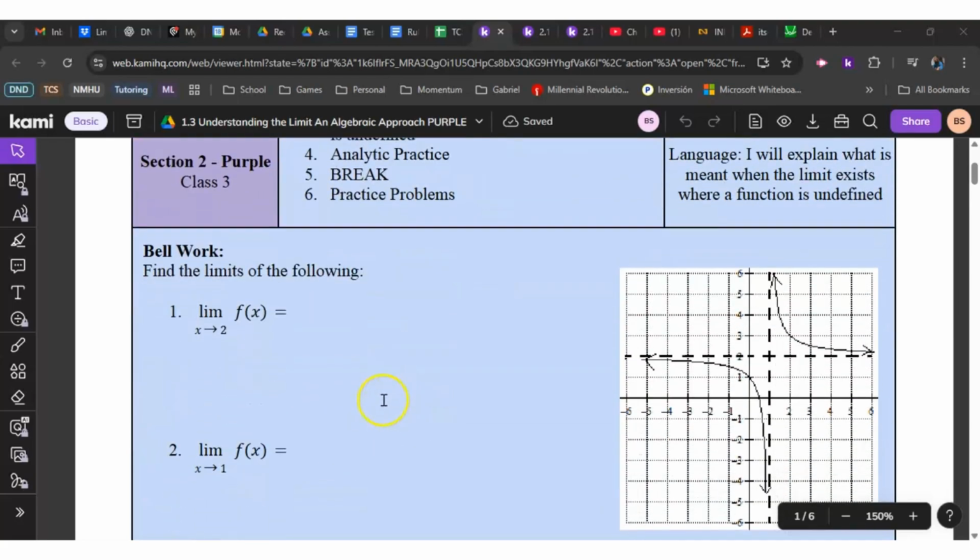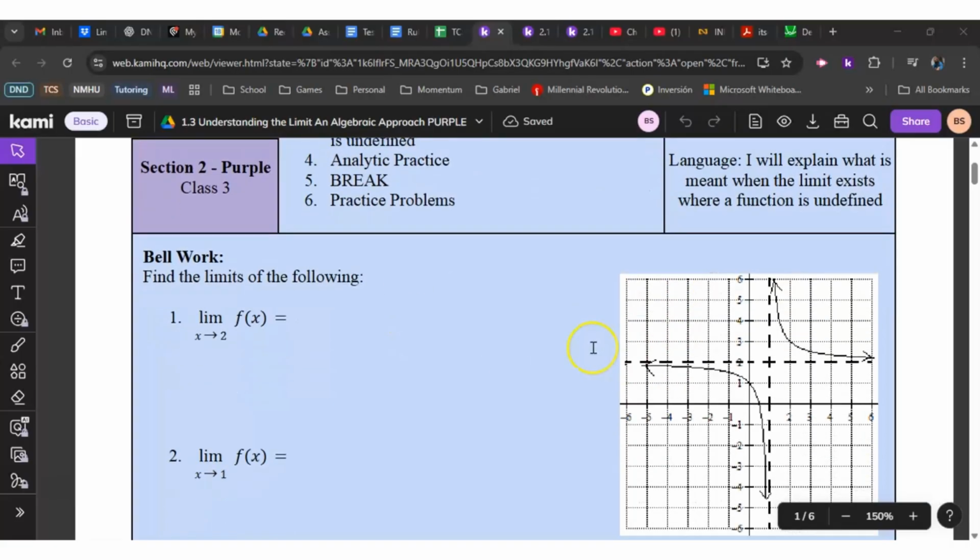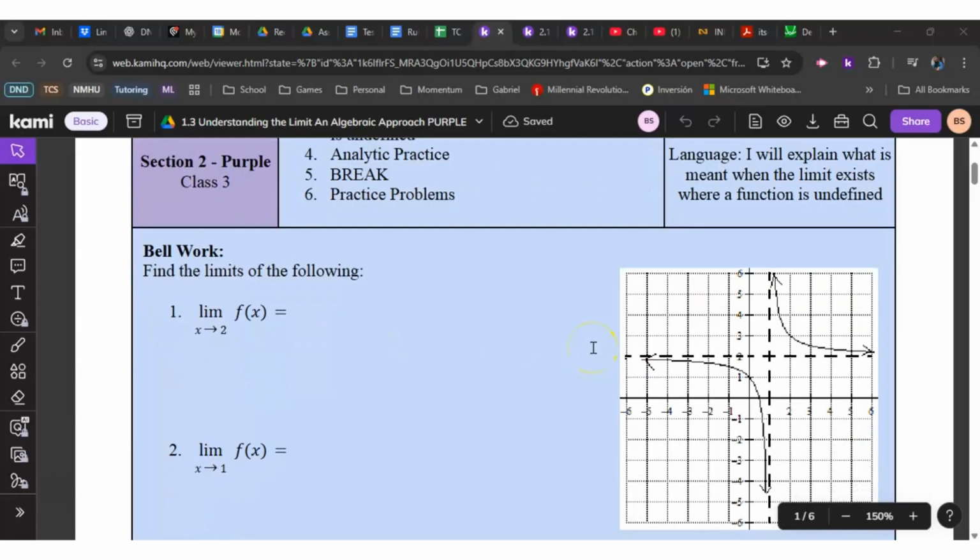All right, so when we're looking at these ones here, we're going to look at the limit, but we're going to do it from a different approach here. We're going to look at algebraically, okay? Which means we're going to take away the graphs even more, right? All right, find those following limits, guys. The limit of f of x as x approaches 2.